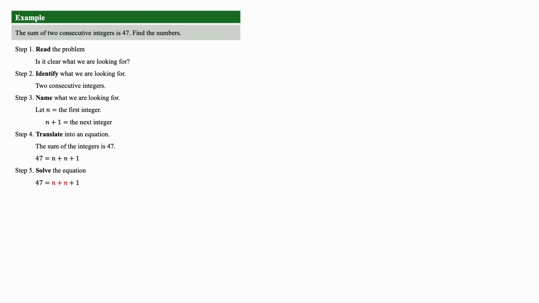47 equals n plus n plus 1. Let's combine the like terms, and we get 47 equals 2n plus 1. We subtract 1 and divide both sides by 2, and we get 23 equals n, which is the first integer. We are not done just yet. Then we have to find the next consecutive integer, which is n plus 1, remember from step 3. So we plug in 23 for n to get 23 plus 1, and the second integer is 24.